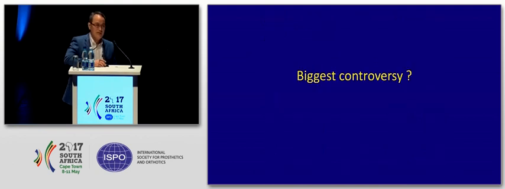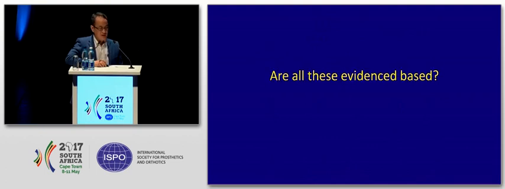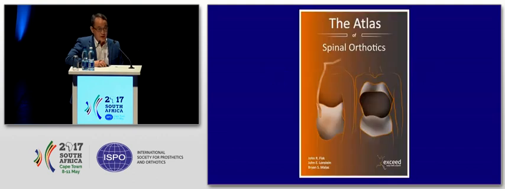Now, the biggest controversy still lies within the book. Is all of this evidence-based? With the amount of literature review that we have done for the book, I think it's up for us to see if infection of the spine can really be treated properly by orthotic devices. Nobody loses anything with the book because it's free. You can download it, no? And it gives us a very good literature review and a very good glimpse of the things that we have to do when we have to treat patients with infection of the spine.